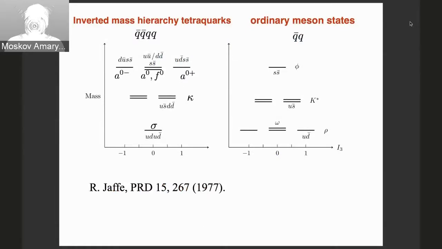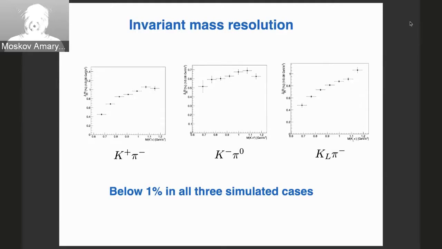So if I look at the Jaffe consideration, here's the mass versus isospin. On the right side, you see ordinary meson states, q q-bar. And on the left, you see the diquark model for scalar mesons, which have an inverted mass hierarchy. You can see in the case of ordinary mesons, q q-bar, phi is on the top, on the apex, and sigma on the left is on the bottom. So clearly, the hierarchy is very different for these two nonets, and the spectroscopy of these states must establish it.